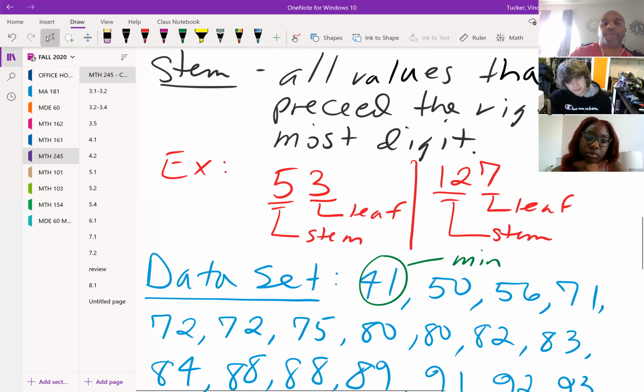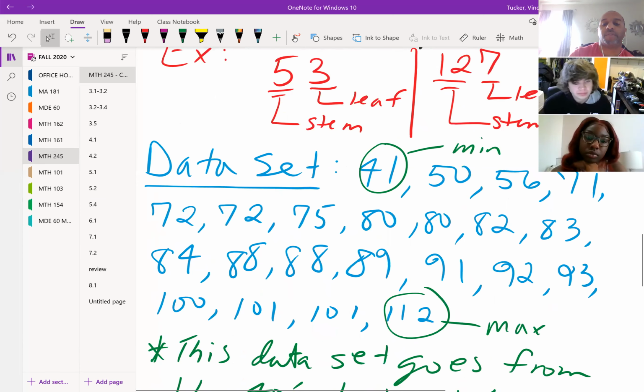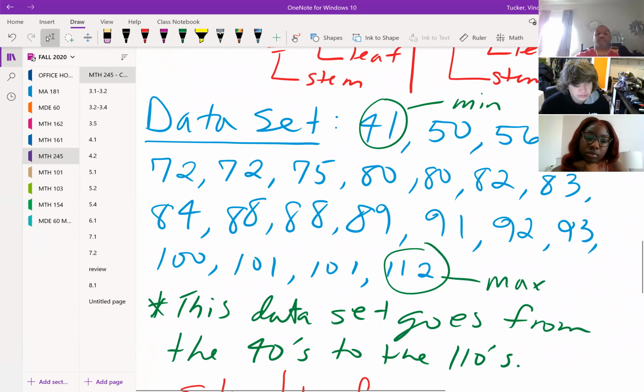All right, so let's do an example. All right, so here's our data set. 41, 50, 56, 71, 72, 72, 75, 80, 80, 82, 83, 84, 88, 88, 89, 91, 92, 93, 100, 101, 101, and 112. So when you look at what we have here, we have our smallest value to be 41, largest value to be 112. So we're just saying that this data set goes from the 40s to the 110s.